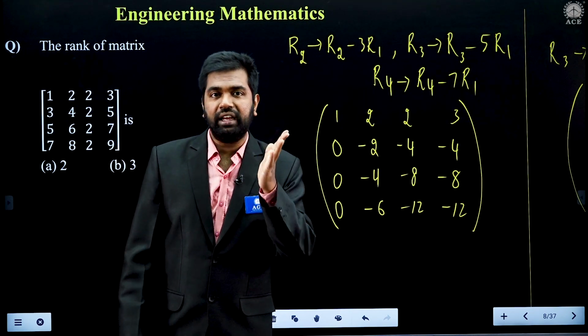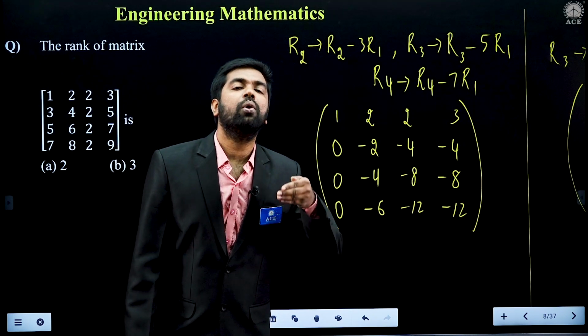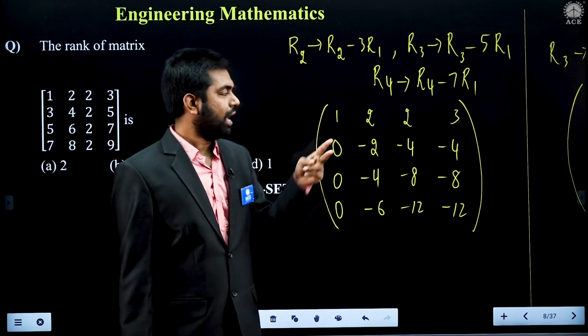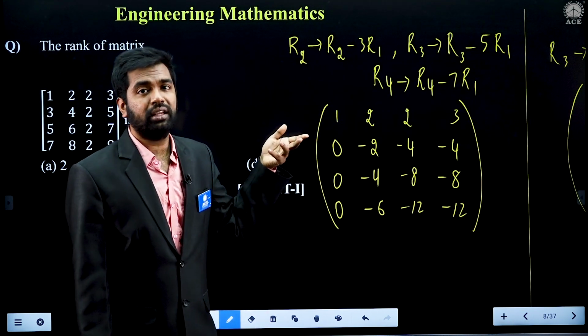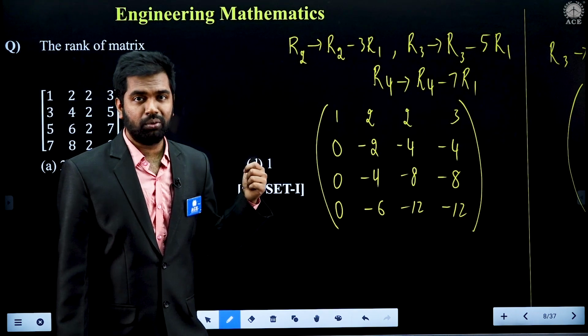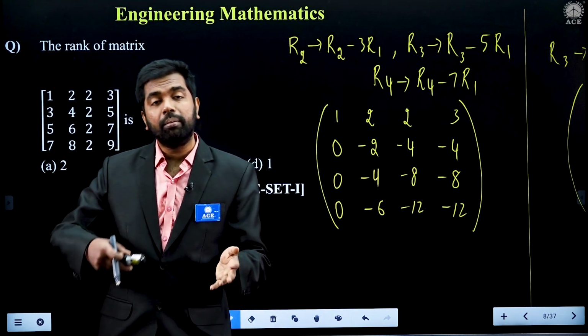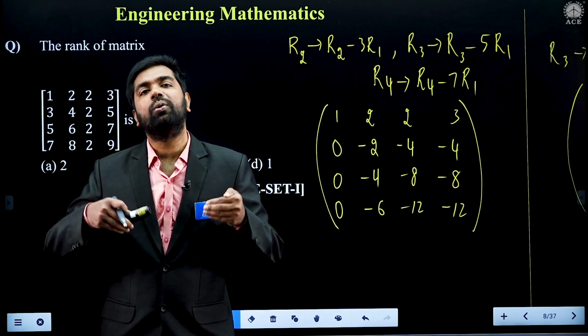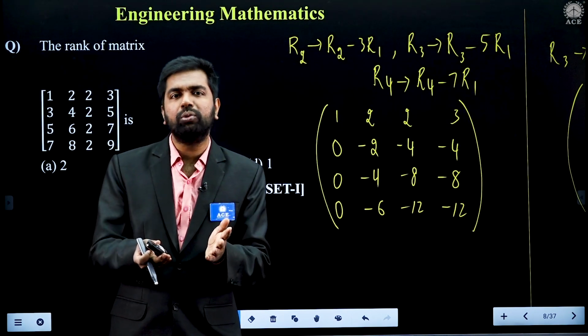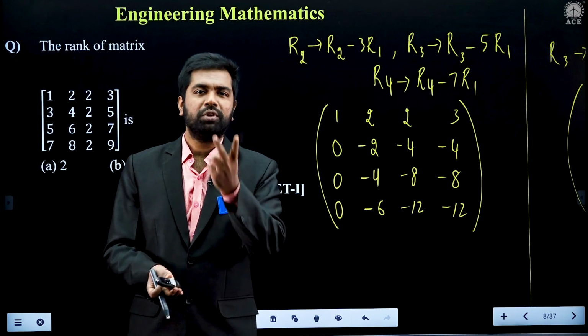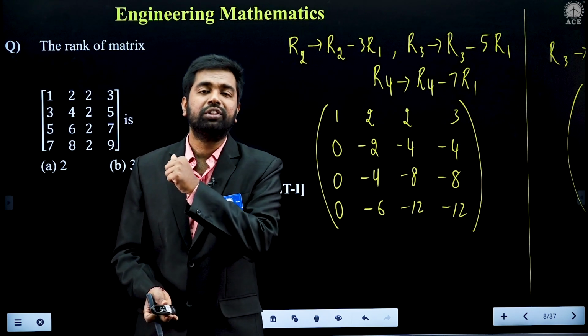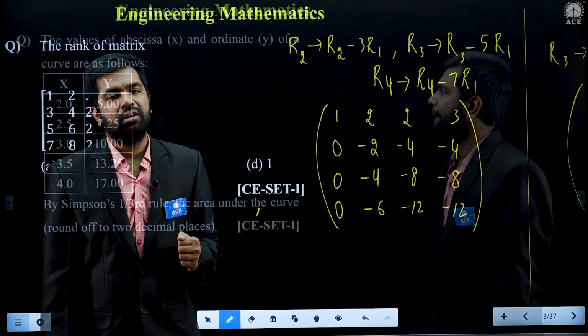In that case, how many non-zero rows you will have? You will have two non-zero rows. What are they? First row and the second row. And the remaining two rows are 0. Now in such case, the matrix would be in row echelon form. You just have to count the number of non-zero rows, which is 2. The rank of this matrix is 2.